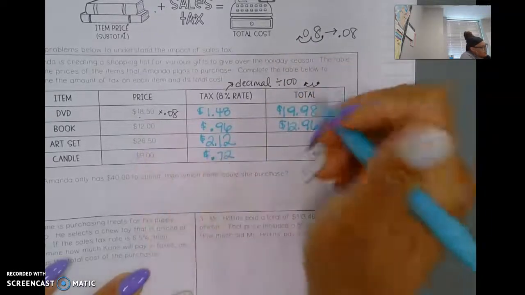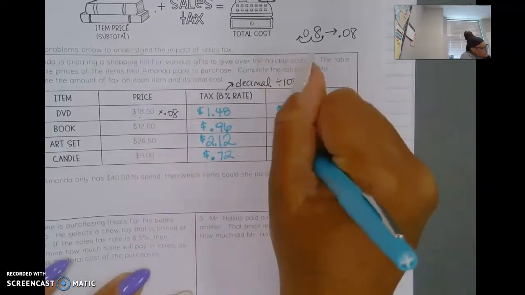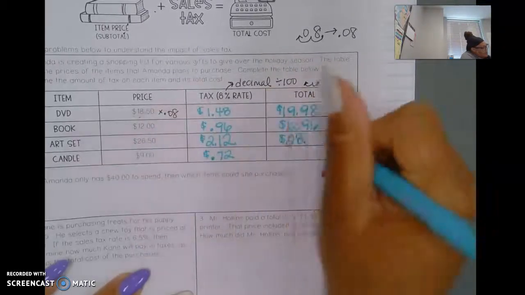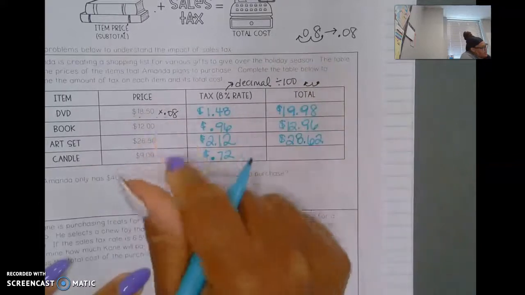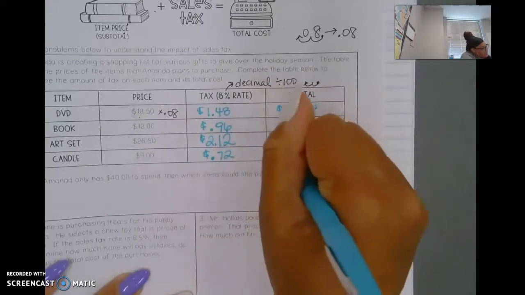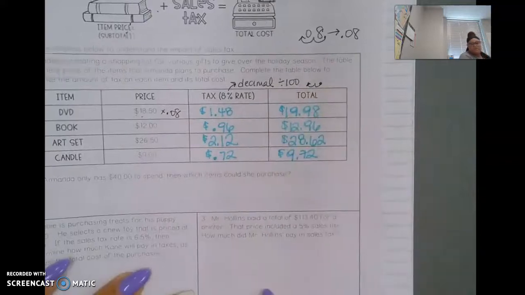$26.50 plus $2.12 is $28.62. And then $9 plus 72 cents is $9.72.